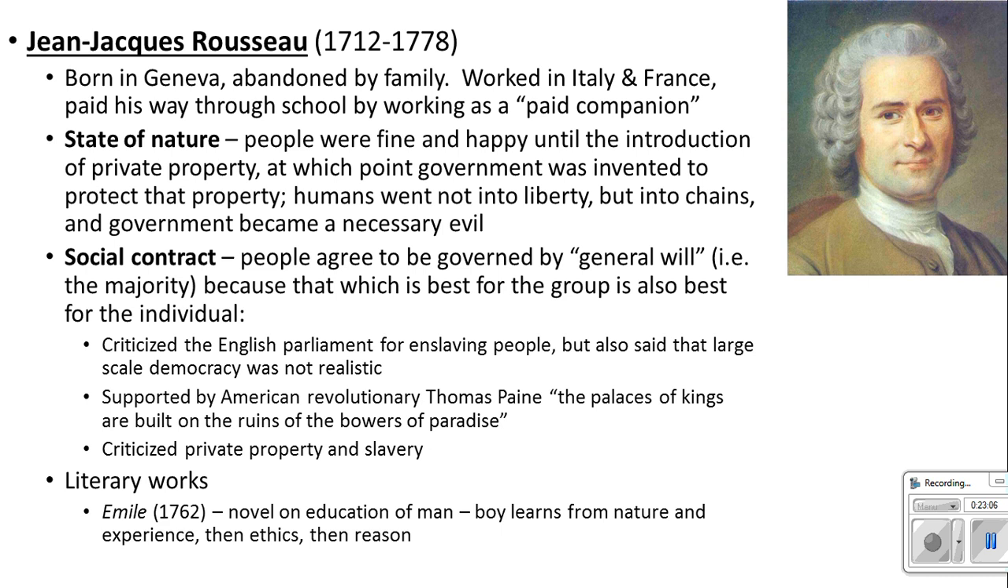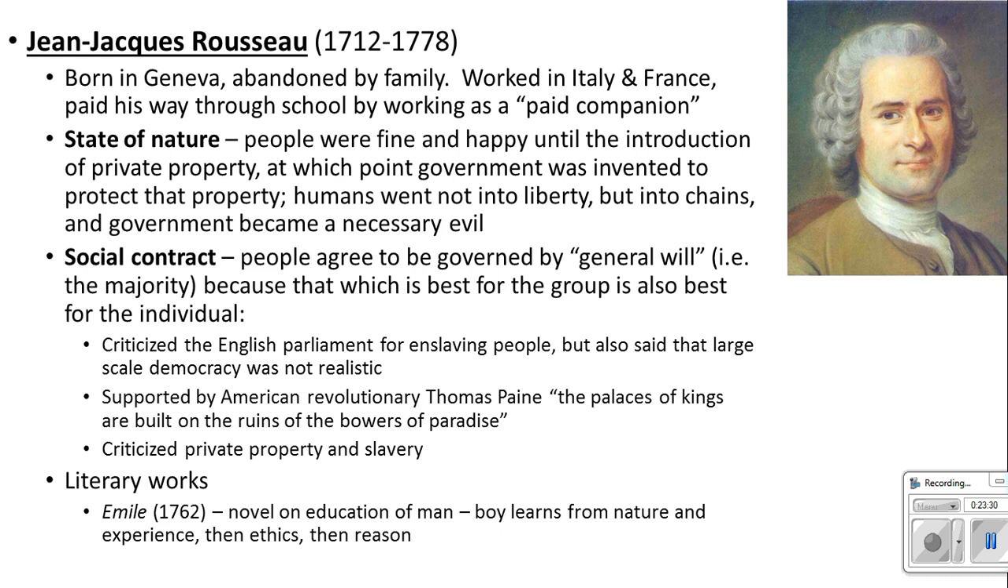And then, of course, you can see relatively easily how if you have an elected body, like in Britain, for example, that you also have the potential for this general will to exert itself. And so, essentially, the social contract is people agree to be governed by this will of the majority, because what's best for the group is also typically best for the individual.